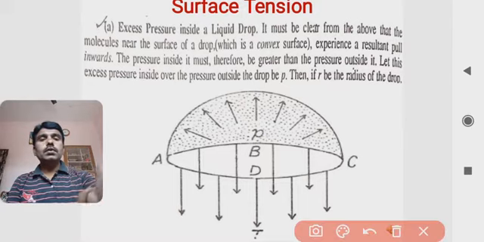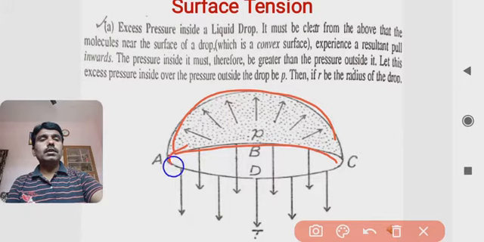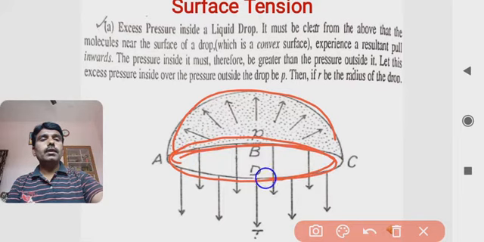Here it is shown how the liquid drop looks, and it gives you the half semi-sphere part, and this is the touched part at the ground stage. This ABCD is the part where it touches the ground surface, and this part is the upper half semi-sphere.